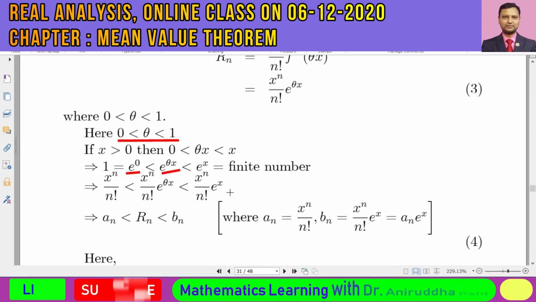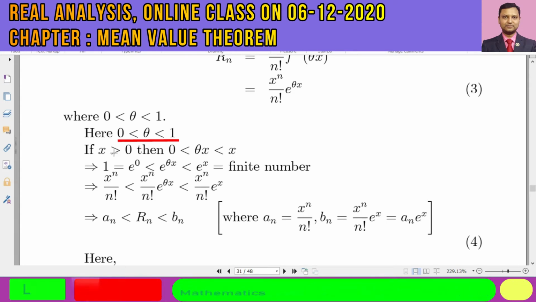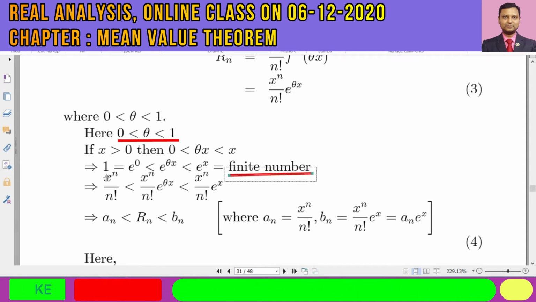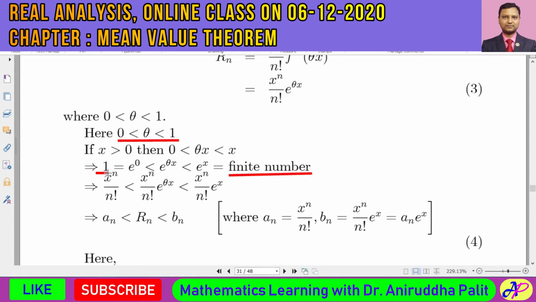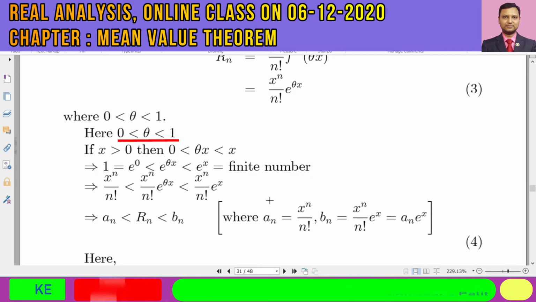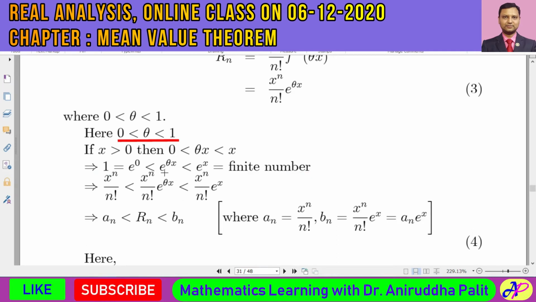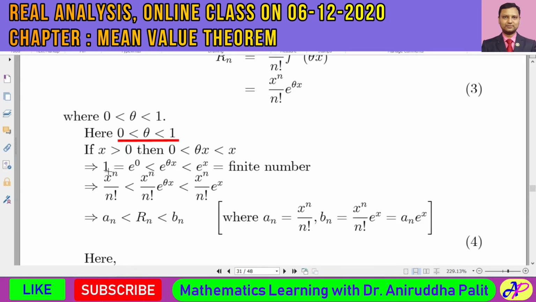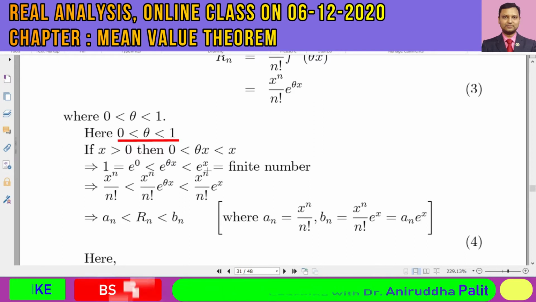Because e to the power of x is a strictly monotone function, e to the power of the left hand side should be less than e to the power of the middlemost term, and that should be less than e to the power of the right hand side expression. Since x is a real number, e to the power of x is a finite number, and e to the power of 0 is equal to 1. Therefore e to the power of theta x lies in between two finite numbers. The lowermost number is 1 and the uppermost number is e to the power of x.